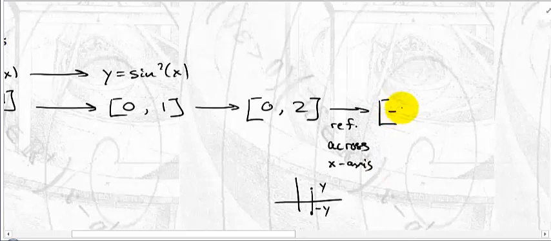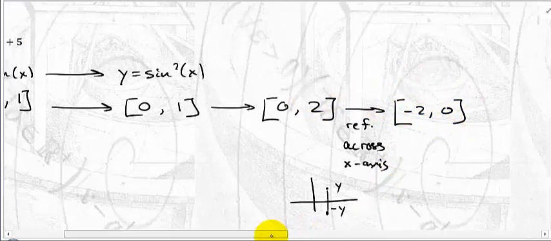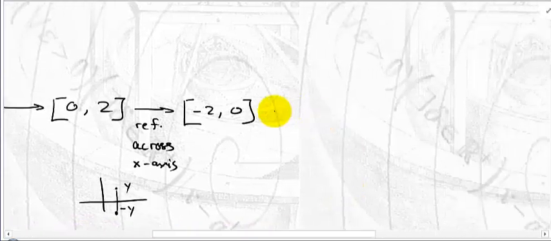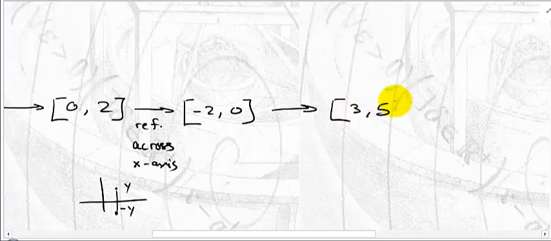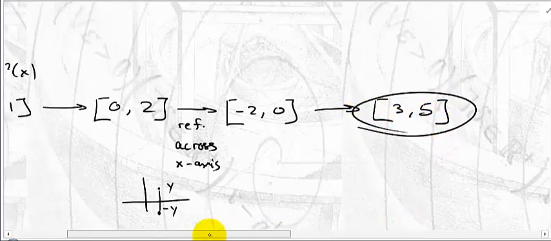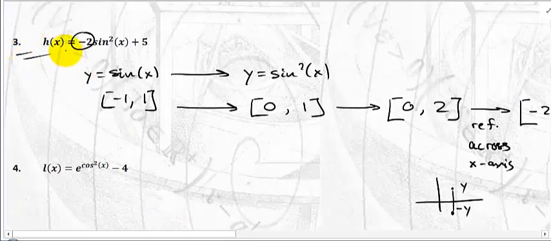So that now becomes -2, 0. Don't forget you have to switch the order. And then we add 5. So if you add 5, you'll be at 3, 5. This is the range of this function right here. So I'll let you do number 2 and number 4. Let me see for other examples.